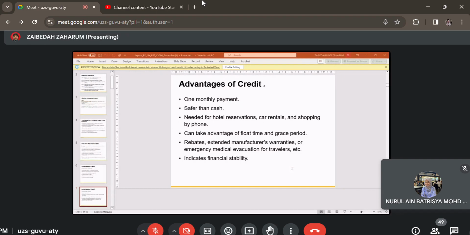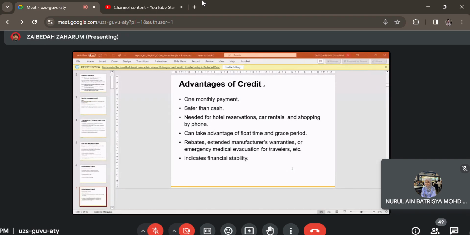Maknanya bila kita guna credit card, katakan kita buat pembelian pada satu hari tu ada 6 pembelian kita buat, in the different mall lah katakan. Tapi bila kita guna credit card buat pembelian tadi, so kita akan terima one statement lah, one statement yang ada semua perincian tentang pembelian tu tadi. Okay, and then they put into a single monthly payment.